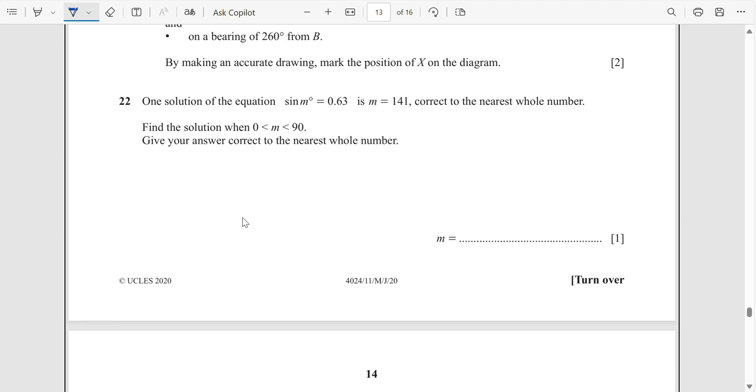One solution of the equation sine m is equal to 0.3 is m is equal to 141. Find the solution when m is less than 90 and greater than 0. So we know that sine is positive over here and over here. So it's already positive here. So to find it in the next quadrant, all we need to do is subtract 141 from 180, and you're going to get 39.